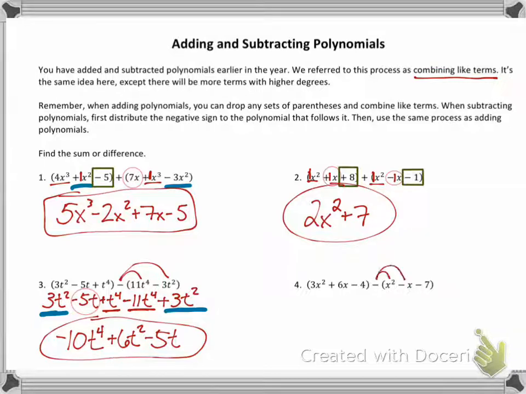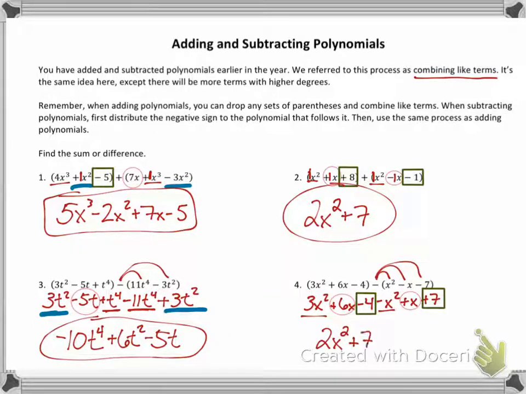Same thing in number 4. I'm going to apply that minus sign to everything after it. So I'm going to pull down the 3x squared plus 6x minus 4. The x squared is going to become negative. The negative x is going to become positive. The negative 7 is going to become positive. And now, again, I just have to combine my like terms. So 3x squared and negative x squared will go together. The 6x and 1x, negative 4, positive 7. So I put my x squareds together, I'll get 2x squared. Put my x's together, I'll get 7x. Put my constants together, I will get positive 3.